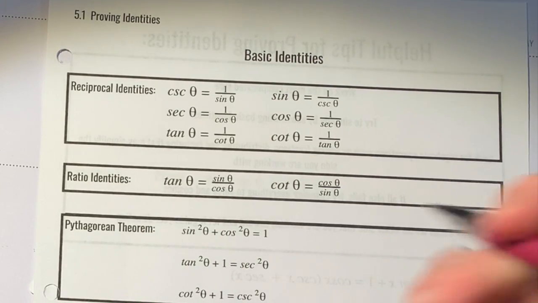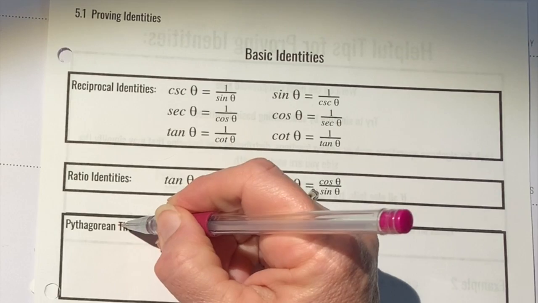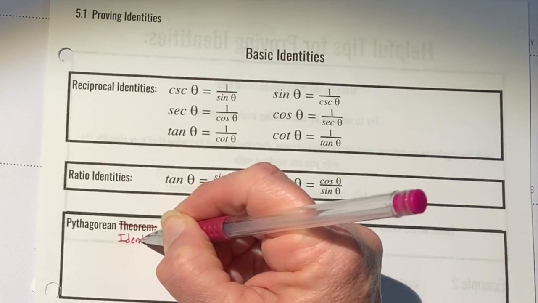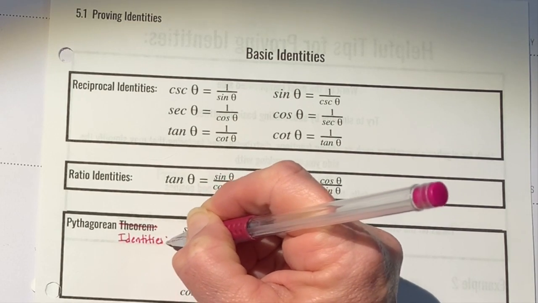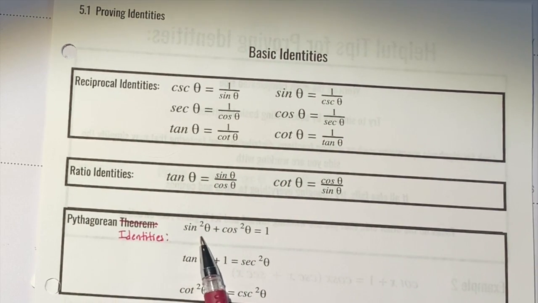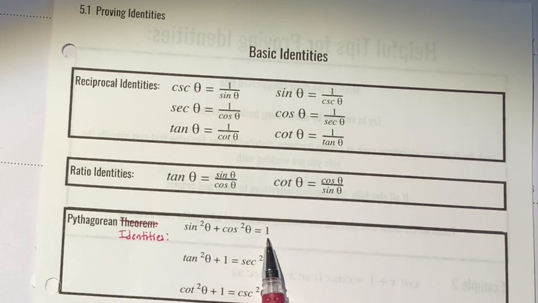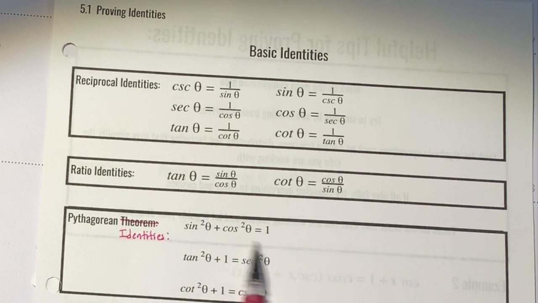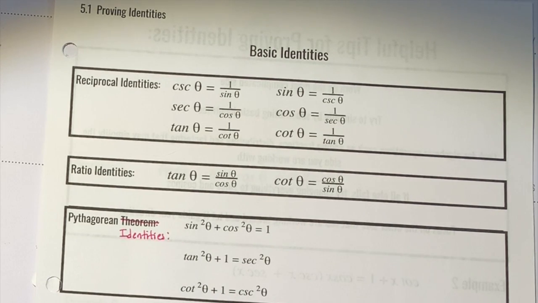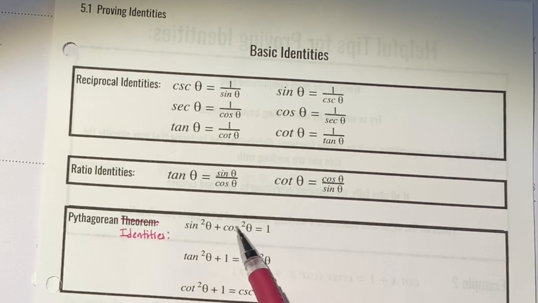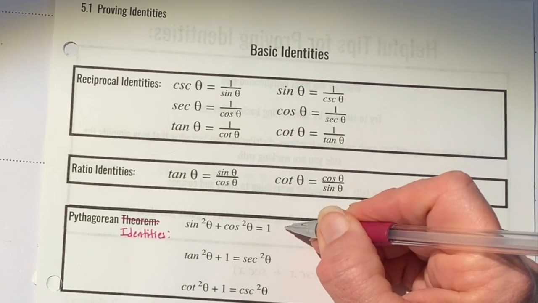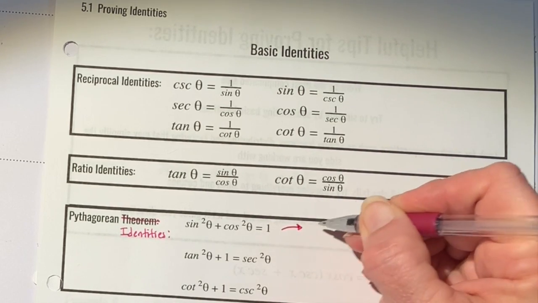This should say identities, not theorem, but it comes from the Pythagorean theorem. But Pythagorean identities. Most common one, sine squared plus cosine squared equals 1. And we went back in that earlier section and derived, or proved, that that was true on the unit circle. So anytime you see a sine squared plus cosine squared, that can be interchanged for 1. Remember, there's other ways that can be written, though.